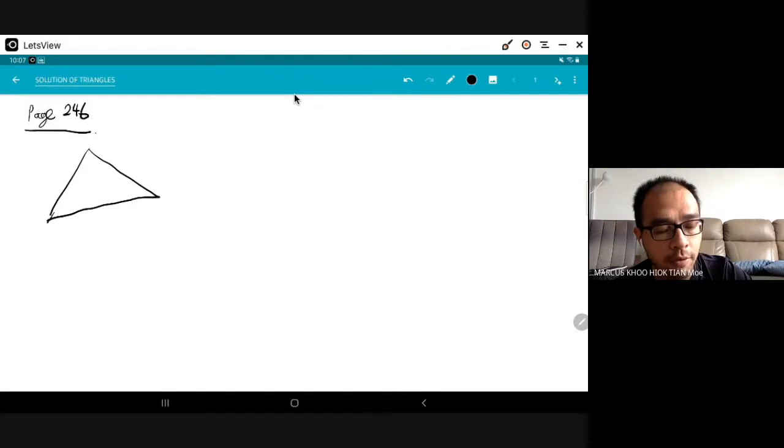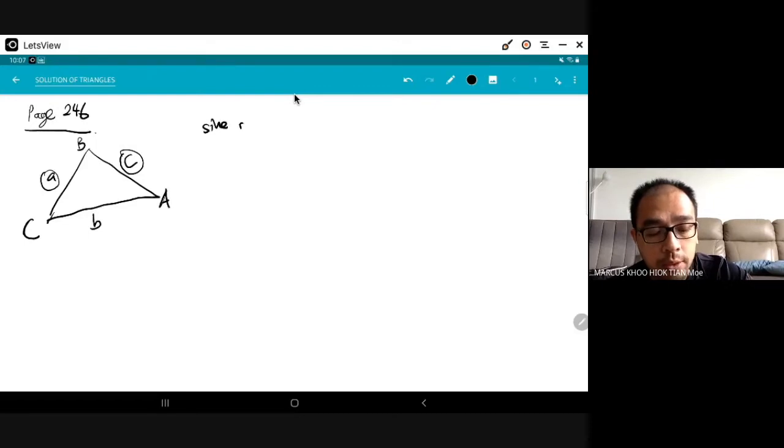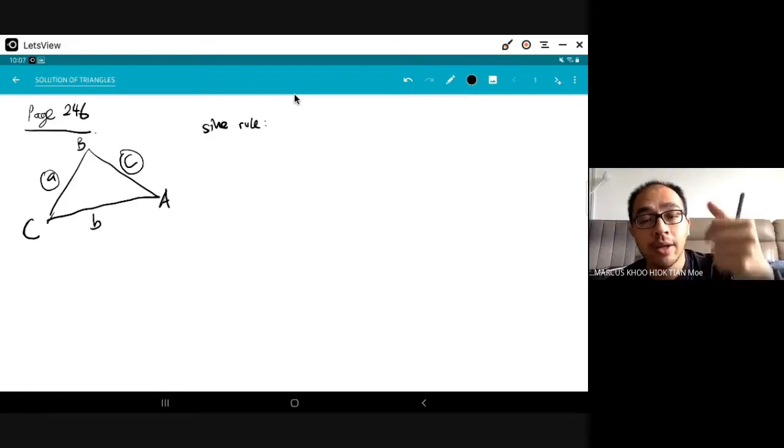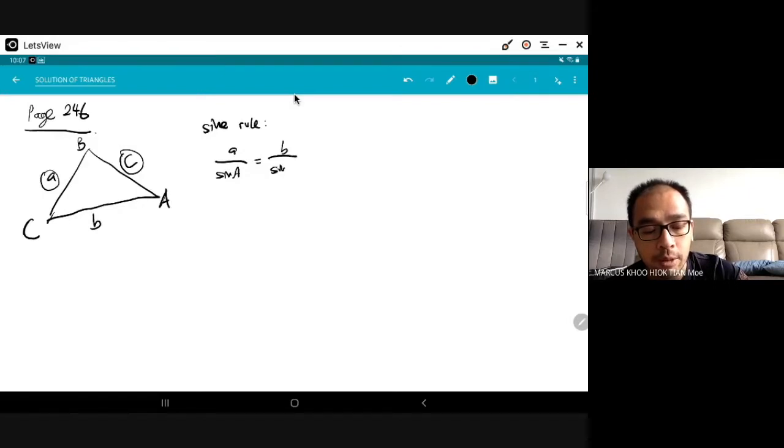So for example, if you have a triangle, and the sides here I call a, b, c. I will usually use small letters, and then opposite of side a will be angle A, opposite of side c will be angle C, and opposite of side b will be angle B. Okay, so the sine rule, we used it last week, in which there are two situations. One is if you want to find the side, then you put the side on top. So for example, a over sine A equals b over sine B.